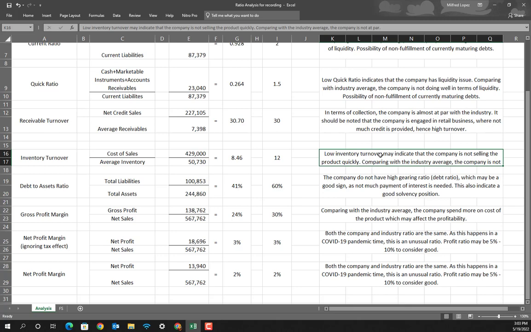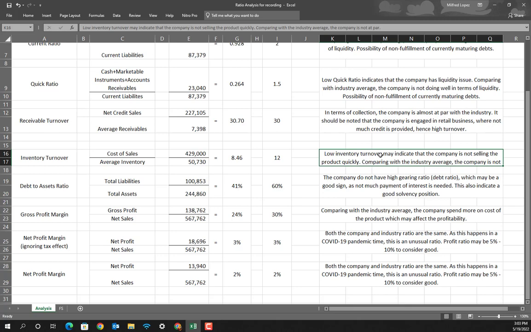Now, the next ratio is the debt to assets ratio. This talks about long-term liability, so in this case, we're talking about solvency. We have total liabilities, we have that figure, 100,859, sorry, the amount is in millions of dollars. And then we have the total assets here. So that debt to asset ratio is 41%, while the industry is at 60%.